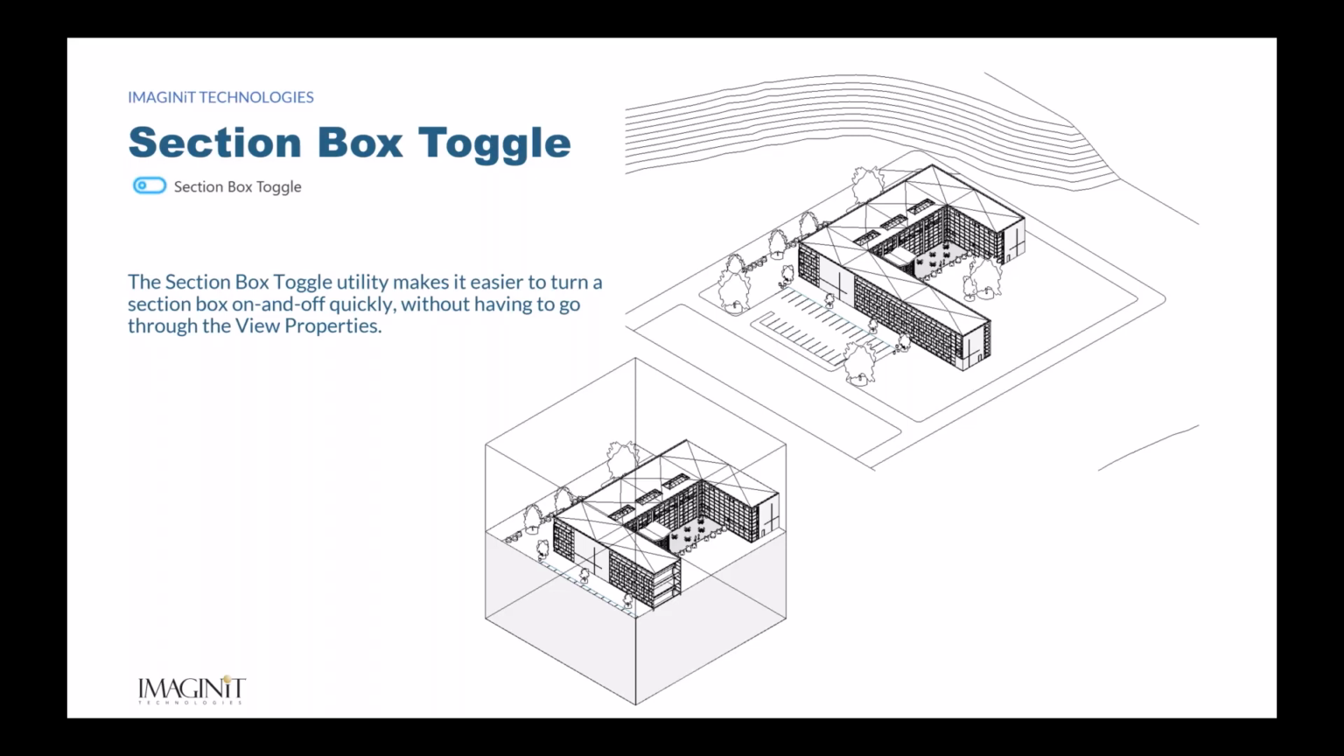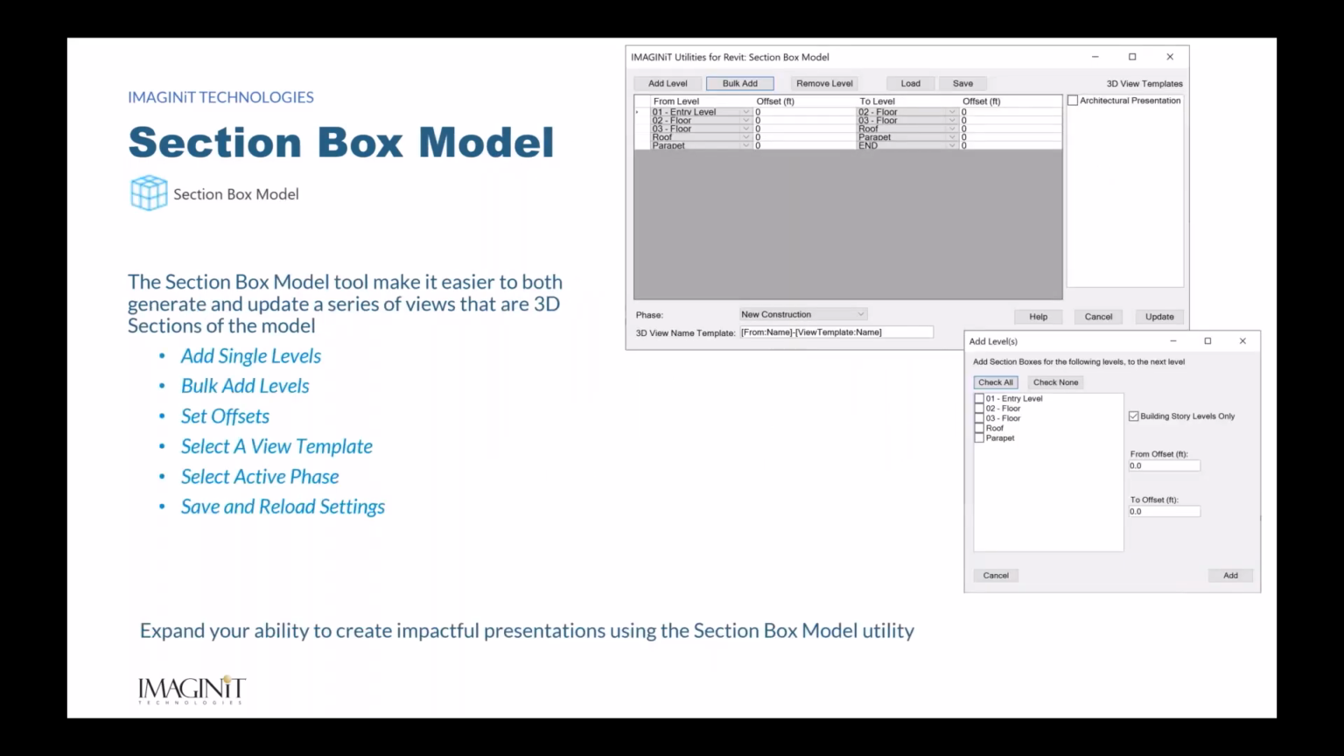Now, when it comes to the section box model, it's a little different. It's basically allowing us to create more impactful presentations quickly when it comes to creating the section box. It allows me to add a single level or grab bulk, and bulk allows me to grab multiple levels at one time. I can set up the bottom offset and the top offset. I can select what view template I want to have. I can select what my active phase is going to be, and then I can also give it a naming convention, or use the out of the box naming convention.